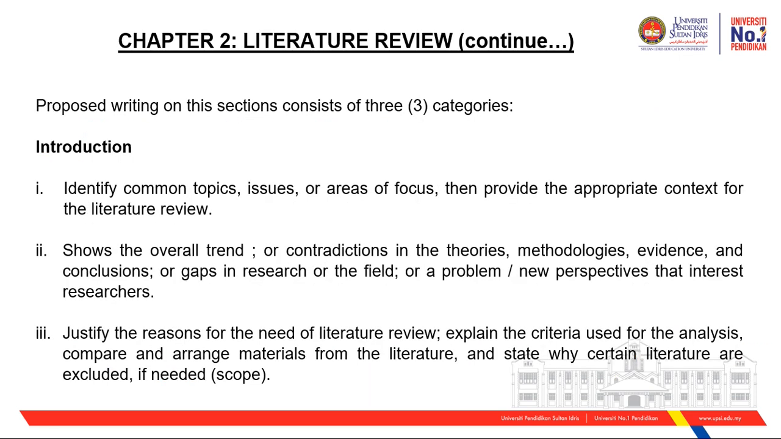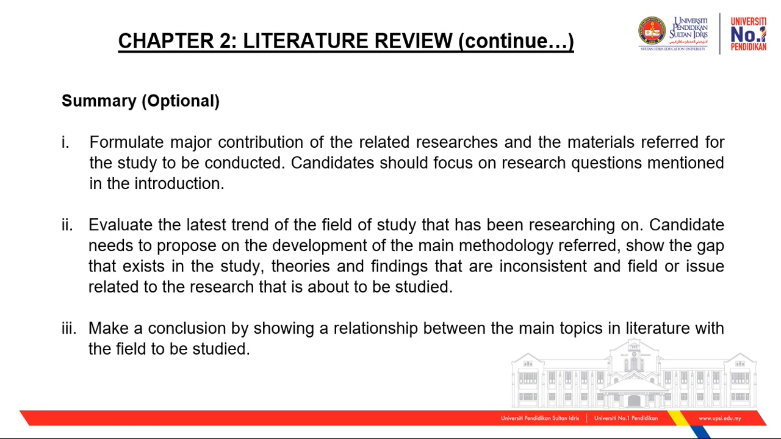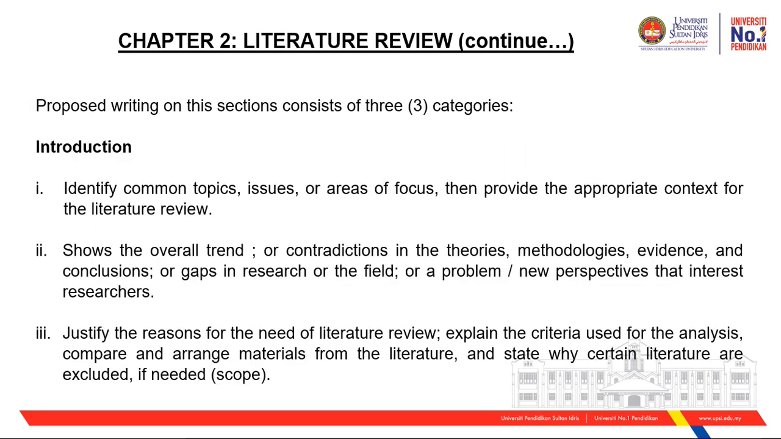In writing a literature review, there are basically three parts, which we can divide into three categories: introduction, main body, and summary. This is the brief of it. Later I will show you another slide which is similar but explains these three parts further. The first part is the introduction of that particular chapter. In this introduction, you may discuss or present the identification of common topics and issues related to your context of study.